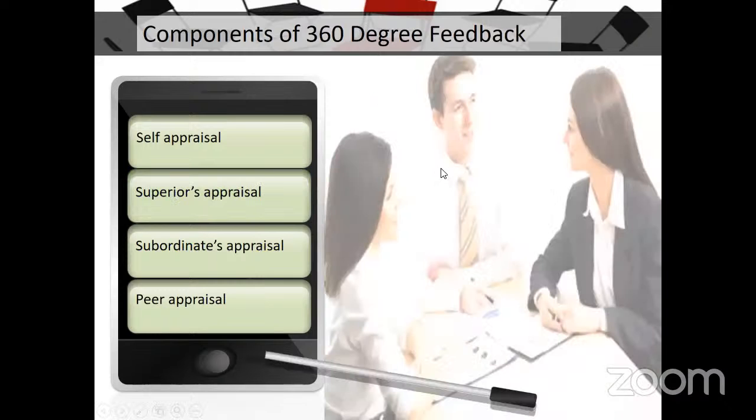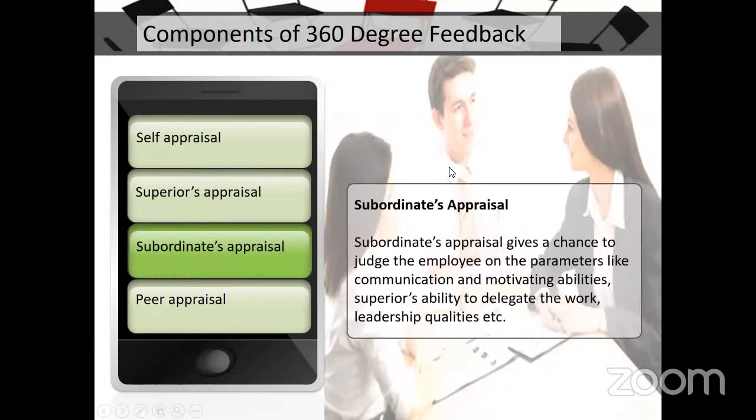Okay. Then we have the subordinate appraisal. What is the subordinate appraising? It gives a chance to judge the employee on parameters like communication, motivating abilities, the superior's ability to delegate the work, and leadership qualities. And this is whereby some people will tell you, you tend to favor someone.